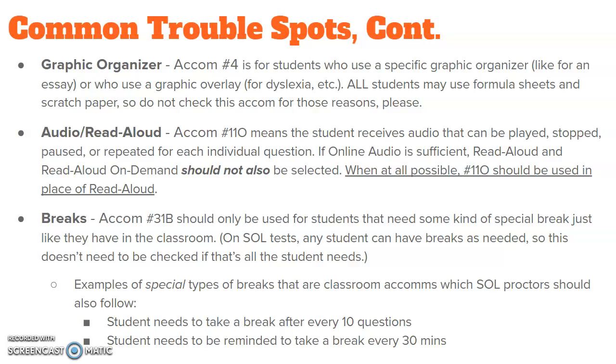So if you check accommodation number 4 on any test other than the writing test, I will be curious to know if you just mean things like a formula sheet, in which case you shouldn't have checked accommodation number 4, or if you mean something more specific like a colored graphic overlay that some dyslexic students use. So please be mindful and be judicious when you choose accommodation number 4.